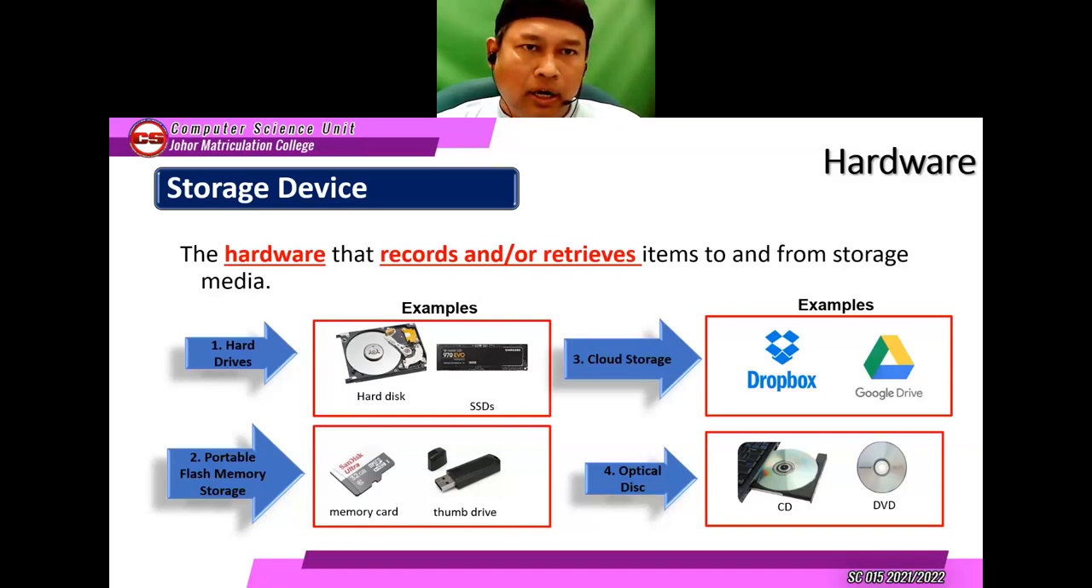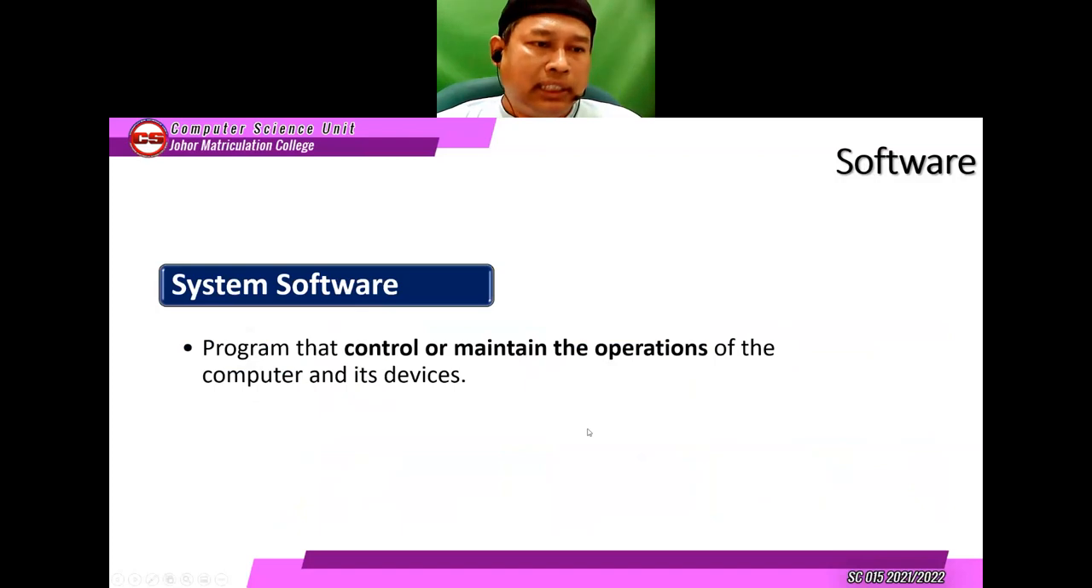And number four type of storage device is optical disk. Examples of optical disk are CD, DVD, Blu-ray, which we rarely use now. Okay, next. System software. What is system software? This is the second component in computers. In a computer there are two components, which are hardware and software. This is component number two for computers, system software.